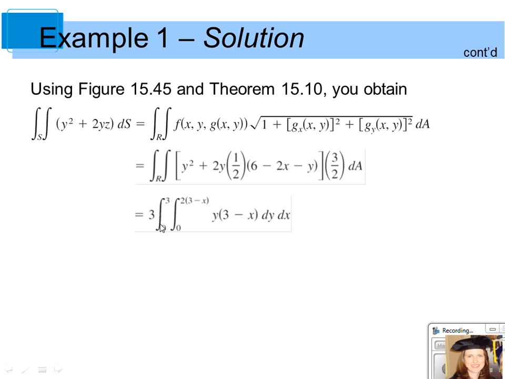Now you can integrate the inside with respect to y, treating y as a variable and x as a constant, to simplify to get a single definite integral, and then you can evaluate the single definite integral to get the final answer of 243 over 2. So what we've done is we've evaluated a surface integral, moving across the surface, evaluating this integral.